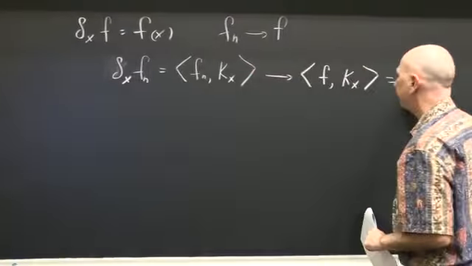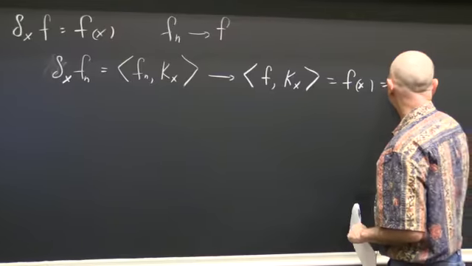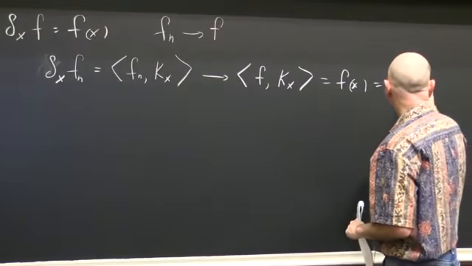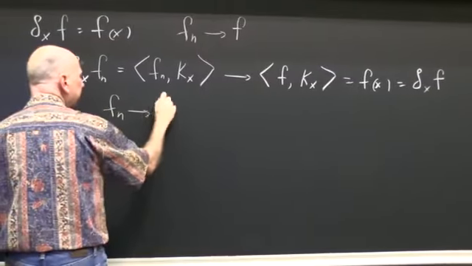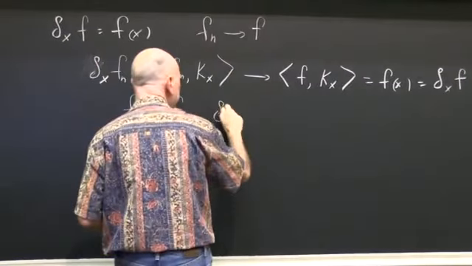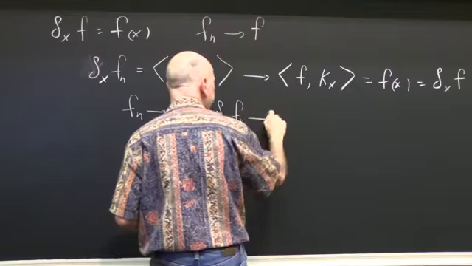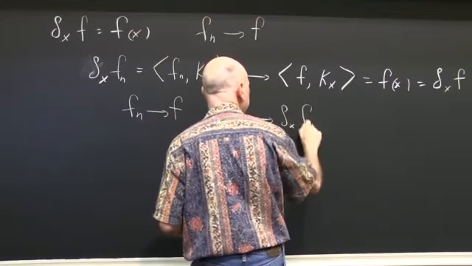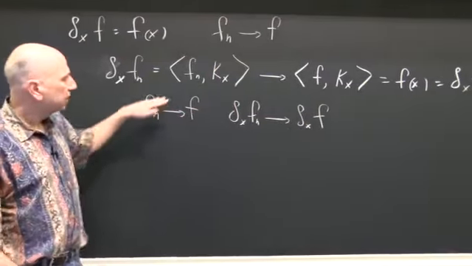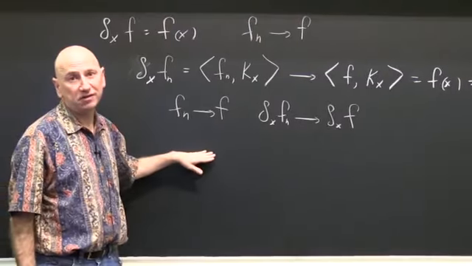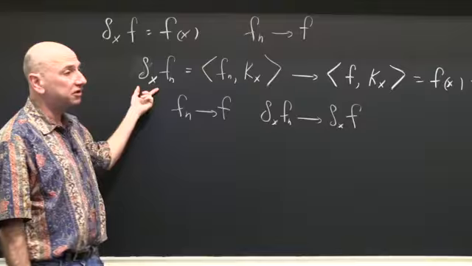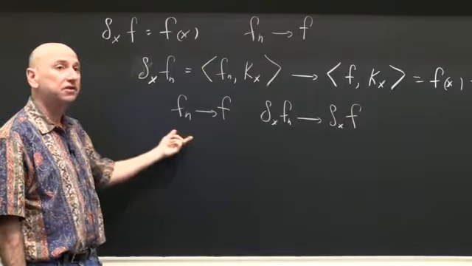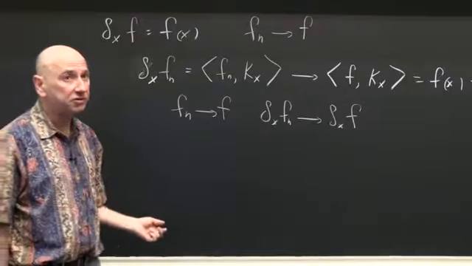But that's equal to f of x, which is just delta x of f. In other words, what we've just shown is that if Fn converges in norm to f, then the evaluation of Fn converges to the evaluation of f. Or in other words, norm convergence implies pointwise convergence. It's not true in general that this evaluation functional is a continuous function. Okay, but it is true here.